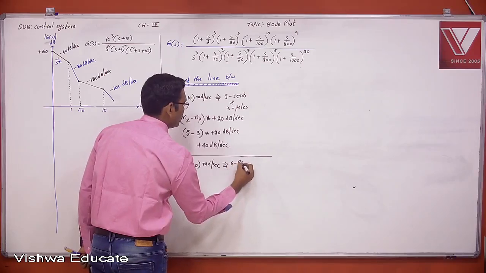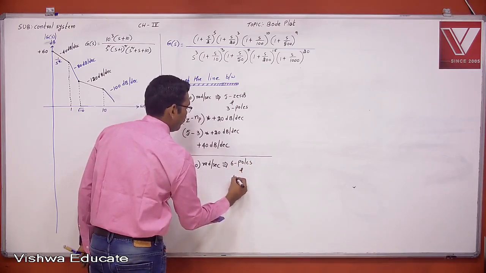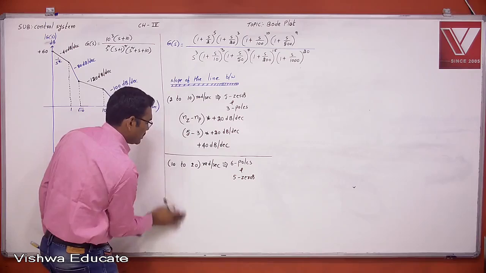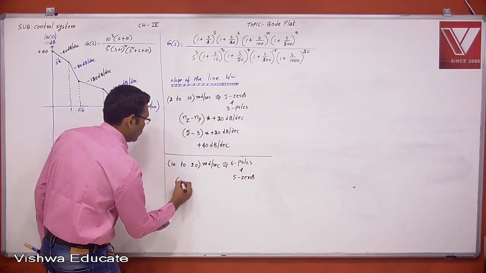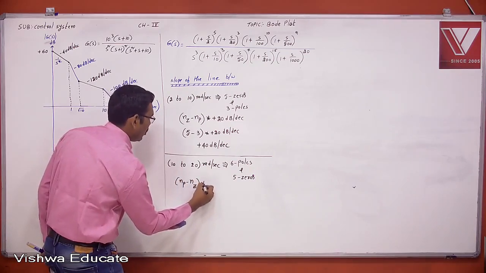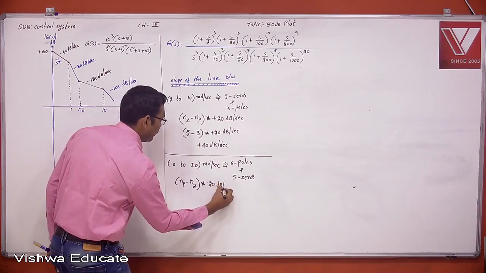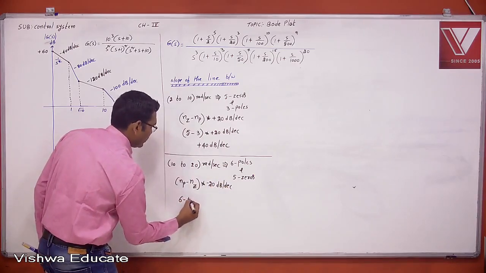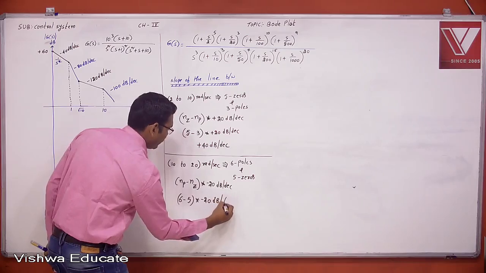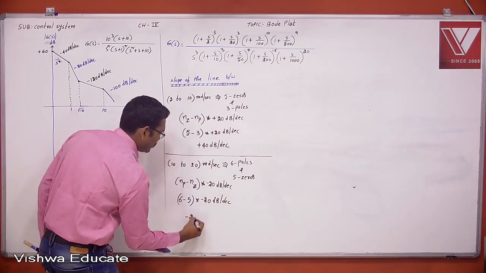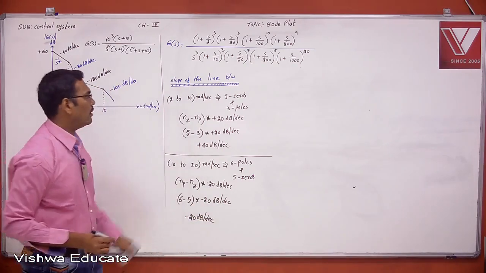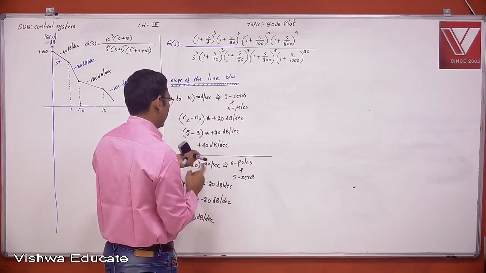6 poles and 5 zeros. Now 6 poles is nothing but NP minus NZ. Poles are dominating, therefore minus 20 dB per decade. So 6 minus 5 multiplied with minus 20 dB per decade, which is nothing but minus 20 dB per decade, is the slope of the line. Okay, this is one question like that. This is the question for slope of the line.